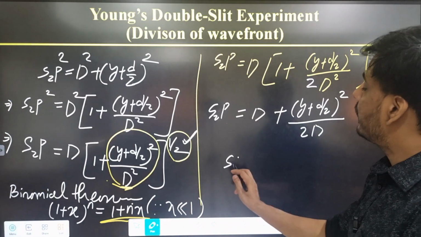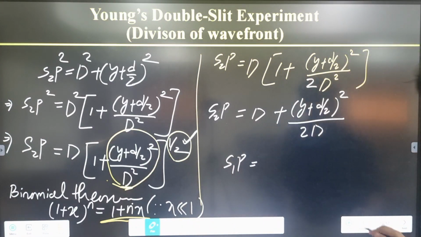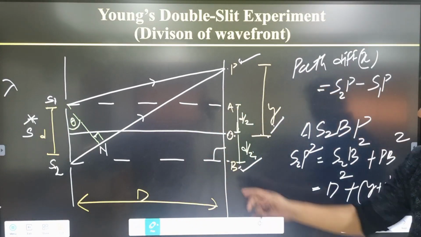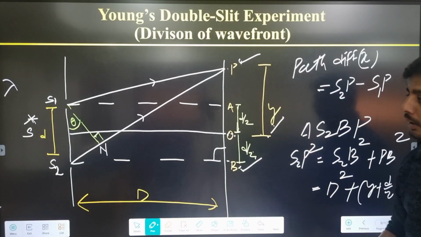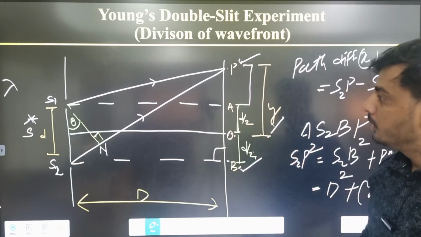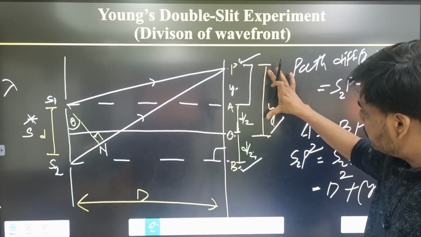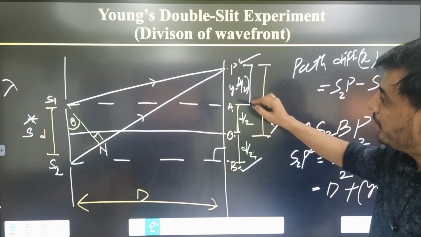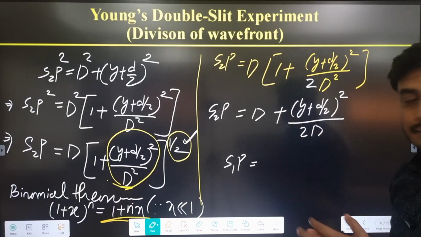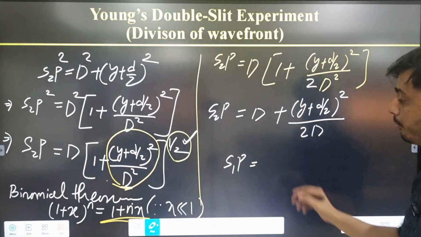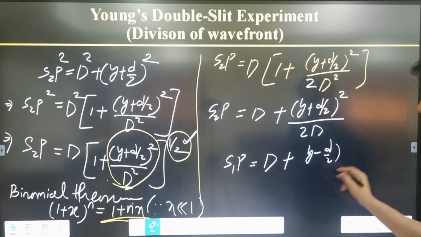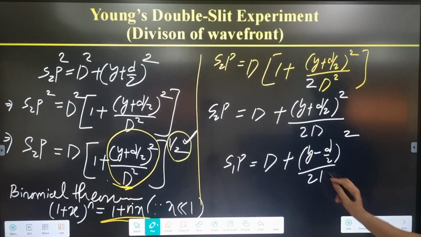Similarly, we can calculate S1P. You can see the figure. For S2 to P we calculated with the distance capital D, and this is Y plus D by 2. When we calculate the S1 to P distance, we have to use the distance P to A. This whole distance is Y, this is D by 2, so this will be Y minus D by 2. So there is no need to derive again; you can directly use this trick to write S1P. So S1P will be capital D plus (Y minus D by 2) square divided by 2D.